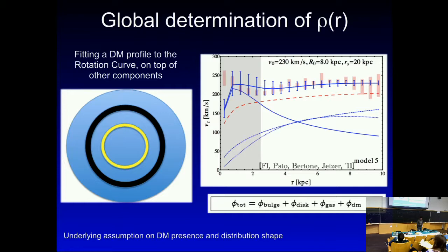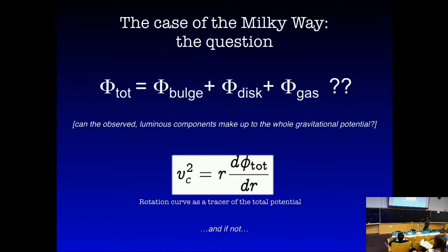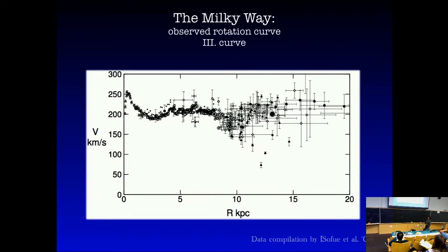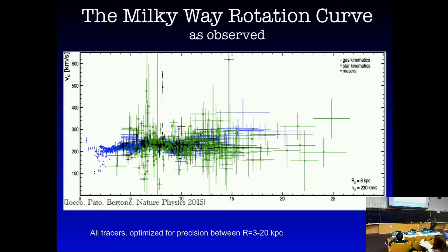The process is this one, so it's spherical, I'm assuming spherical things. So this was just the idea that the total gravitational potential is the sum of the three visible components, or not, and actually the answer is not. Then I really have to go to the space of the data. There are tracers. The tracers are the ones that I measure, so there are huge error bars. So this is a realistic view, and this is a more realistic view, up to date. So you see how big the error bars are.